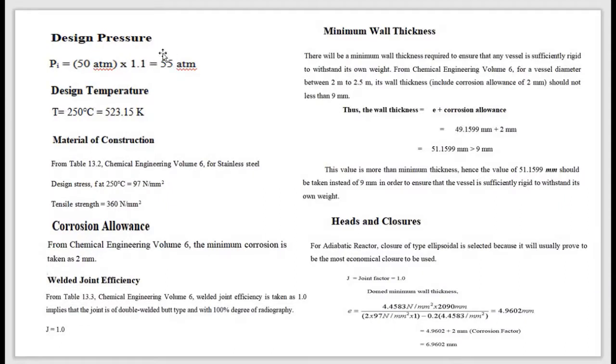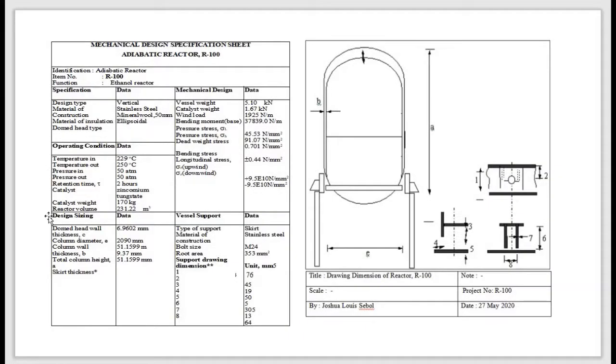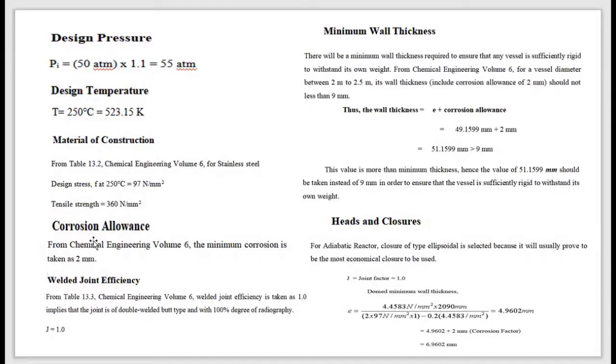First thing first, what we have done is we find the design pressure, we find the design temperature, and then both of these are to be checked on the Chemical Engineering volume, so that we can determine the type of material of construction. Basically the material of construction is stainless steel, and then we find the corrosion allowance, the welded joint efficiency, and then the minimum wall thickness.